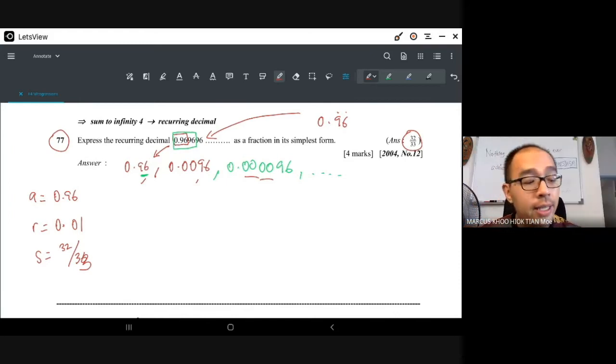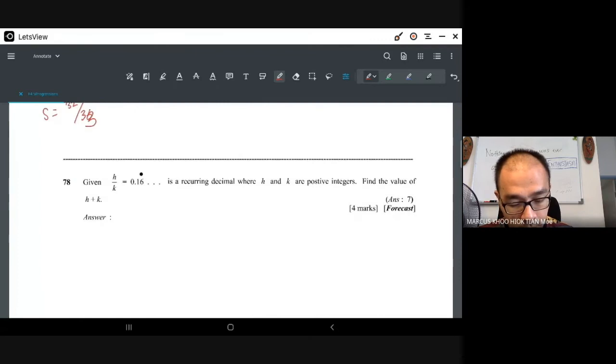0.96969696996. Okay, except that this question, what does it tell you to do? Express the recurring decimal as a fraction, in its simplest form. So your final answer must be a fraction. Okay, express the recurring decimal as a fraction.